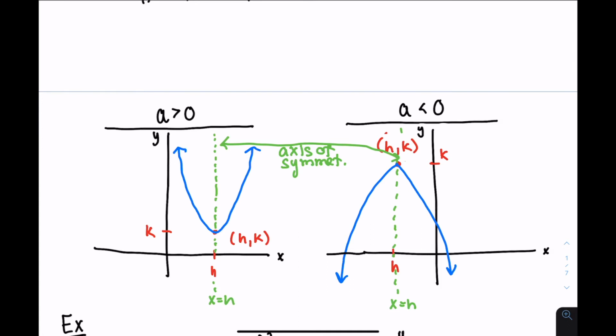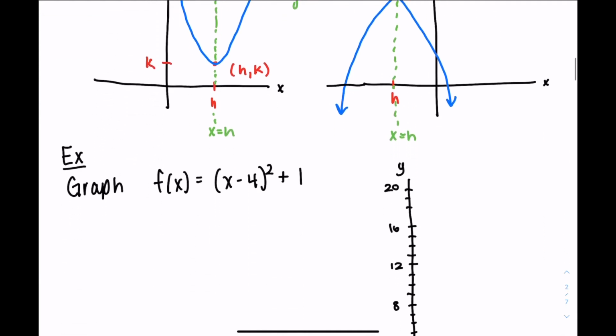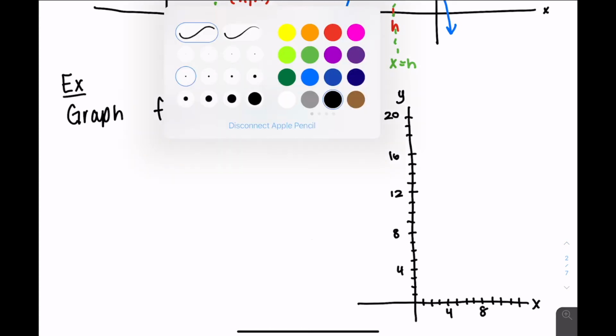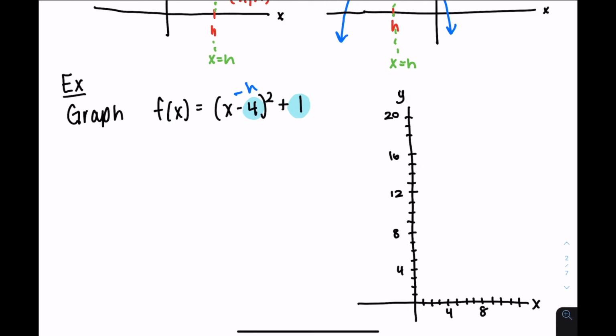So these are what our parabolas will look like based on the value of a, and then based on where that vertex gets shifted to. So let's go ahead and graph a quadratic function, which is going to be (x minus 4) quantity squared plus 1. So it's already in standard form, which is nice. This is x minus h, plus k. So that's minus h plus k. So immediately I can pick off what our vertex is. We know this is positive.